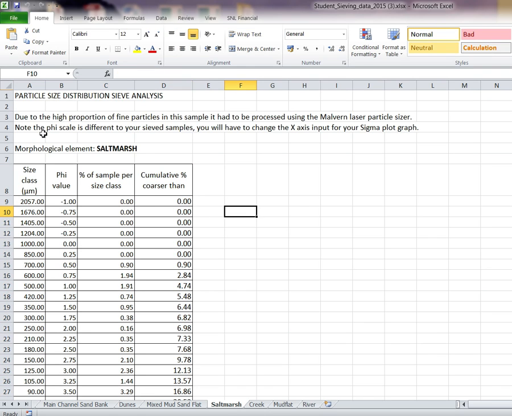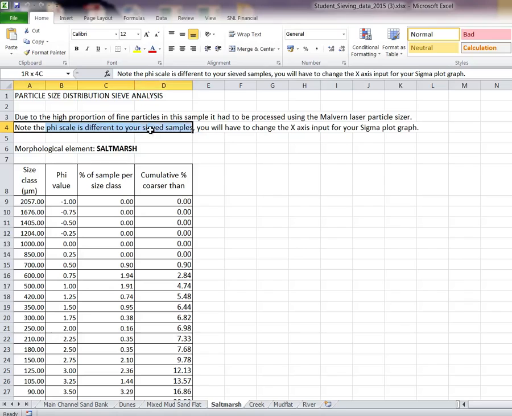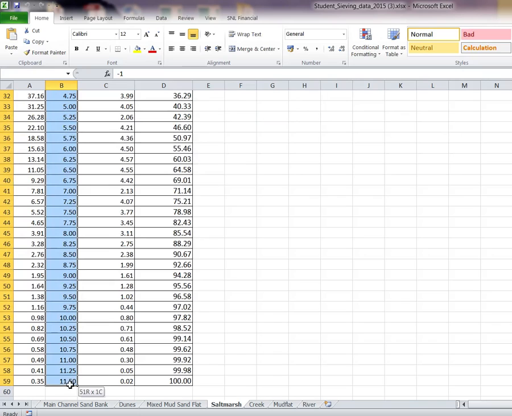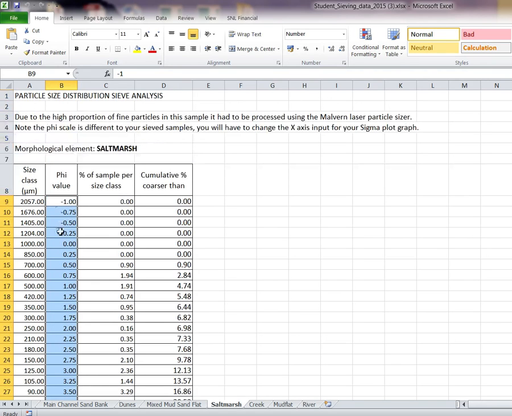So what you need to do is note that the phi scale is different to your sieving samples, okay? So that means when you plot these up using SigmaPlot, you need to use the whole phi particle size spectrum, okay? So you'll have to change the x-axis on your SigmaPlot graph, okay?